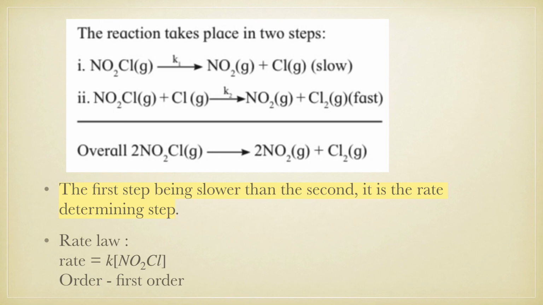Okay, so over here what will be my rate determining step? We know that the slowest step will be the rate determining step. So the first one is the rate determining step. The first step being slower than the second is the rate determining step. So the rate law will be applicable to the slowest step. It is given as rate is equal to K into concentration of NO2Cl raised to 1. So by seeing the rate law expression we can say that this is a first order reaction.